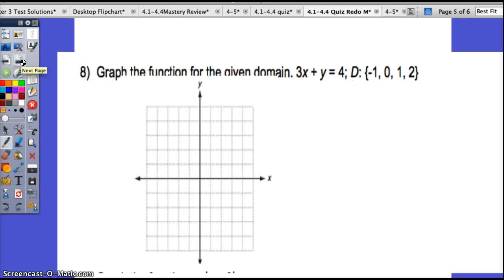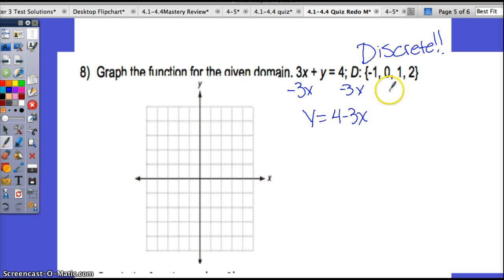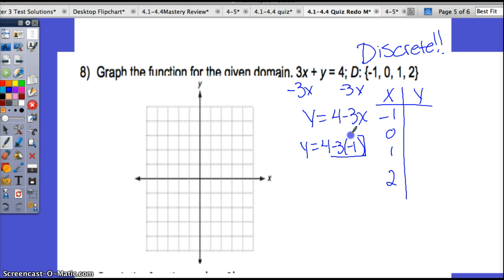Number 8, graph the function for the given domain. Since you're given a domain, it's going to be discrete. So let's go ahead. First thing you want to do is solve for y. So subtract 3x from both sides. So you get y equals 4 minus 3x. So when you have your domain, x, of negative 1, 0, 1, and 2, and we substitute them in, you have y equals 4 minus 3 times negative 1. Negative 3 times negative 1 equals positive 3, so it's plus 3. 4 plus 3 equals 7.